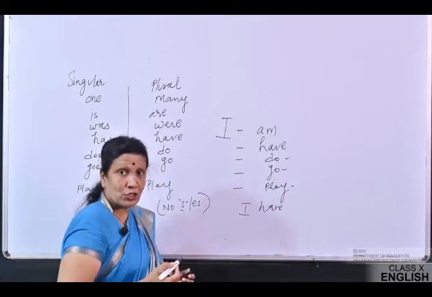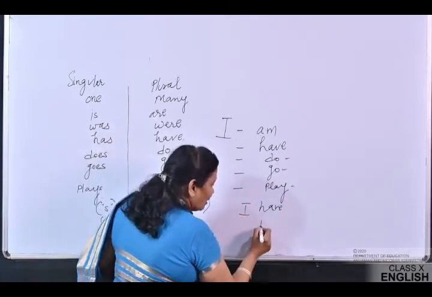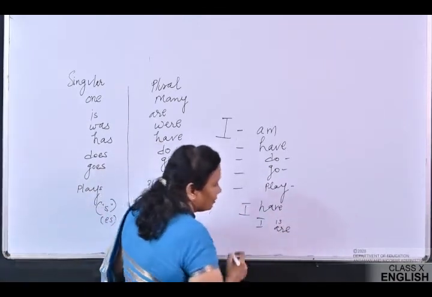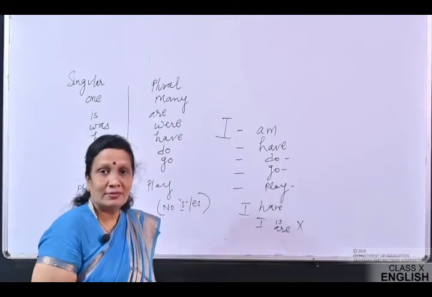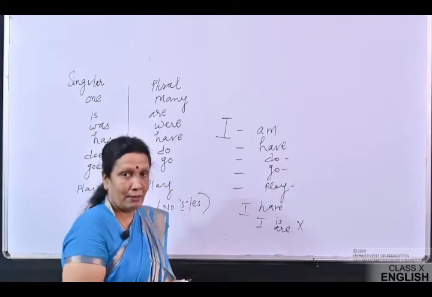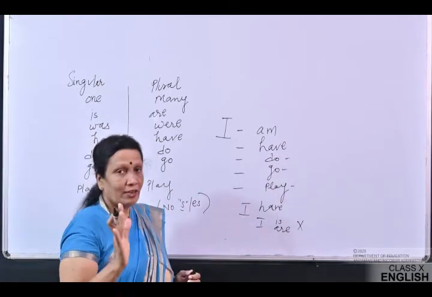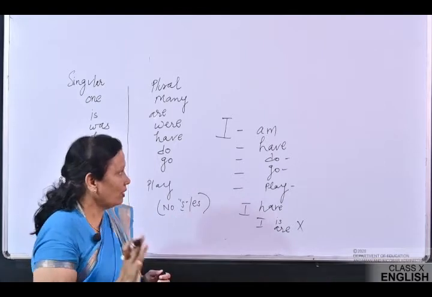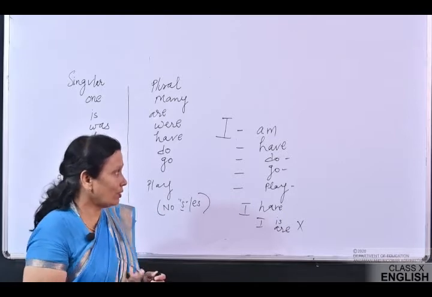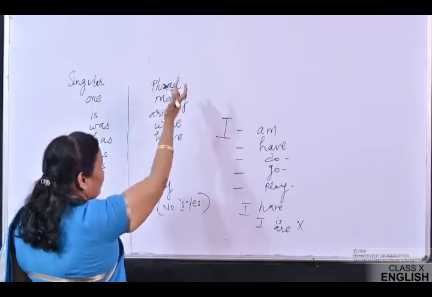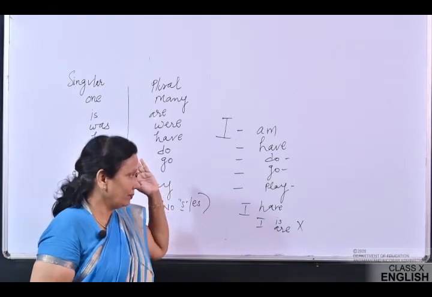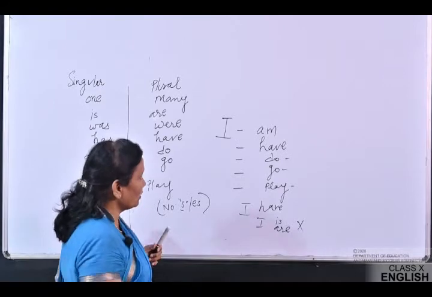I hope this is clear to you, and please don't write I is or I are. You're not supposed to write in this way. So I am. Be very careful with I. I do. It's not I does or I goes. So with I we use this form, the plural one, not the singular one. I hope this is clear to you now.